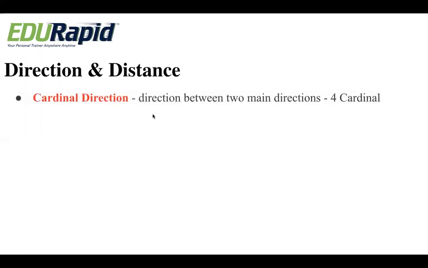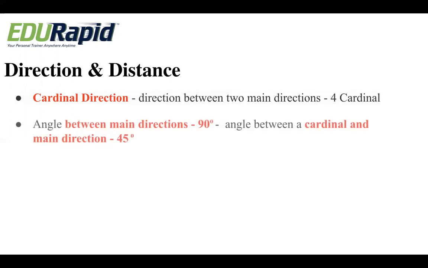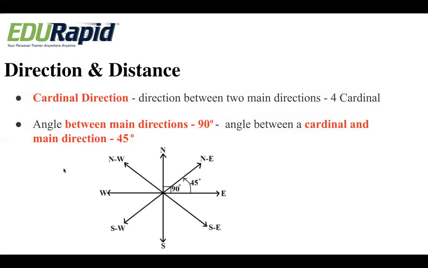So now we will find out what a cardinal direction is. We saw that there are 4 directions, right? East, west, north, and south. And the directions in between those main directions are cardinal directions. For example, if you look at this picture, let me write it here. This is east and this is north. And the direction in between east and north is the cardinal direction.